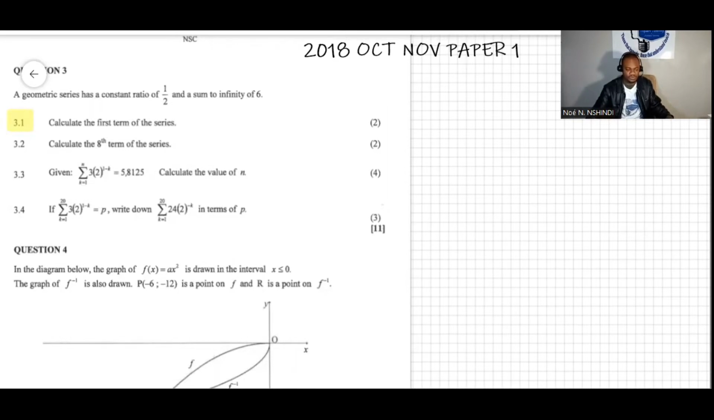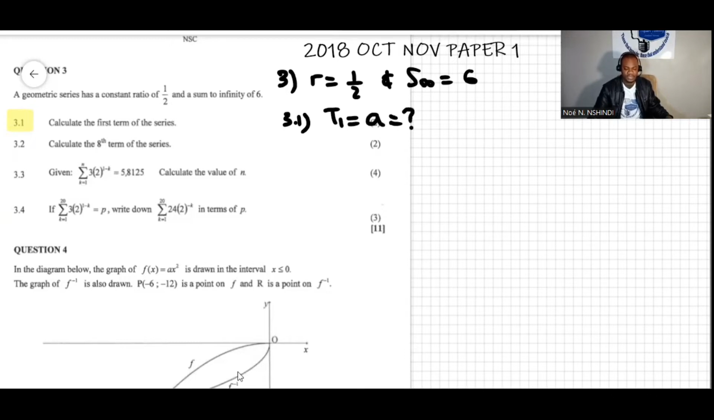I'm going to write the question over here. Question 3 says that the geometric series has a constant ratio of a half, so r equals a half, and the sum to infinity, S infinity, equals 6. Then 3.1 says calculate the first term of the geometric series, so T1. We know that T1 is the same thing as a. That's what we're calculating. Now, what do we know from this?